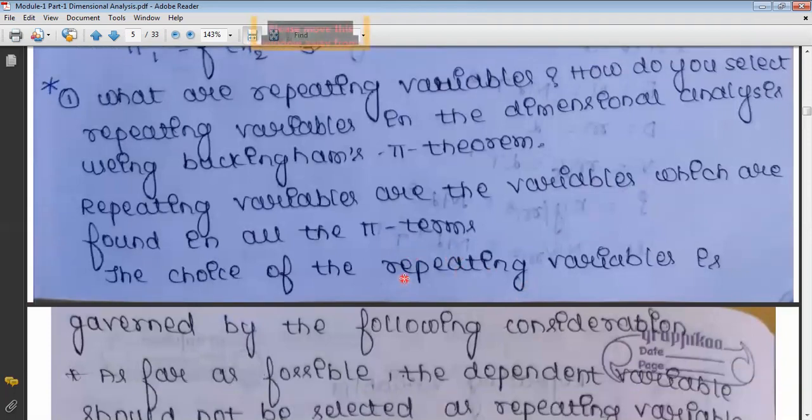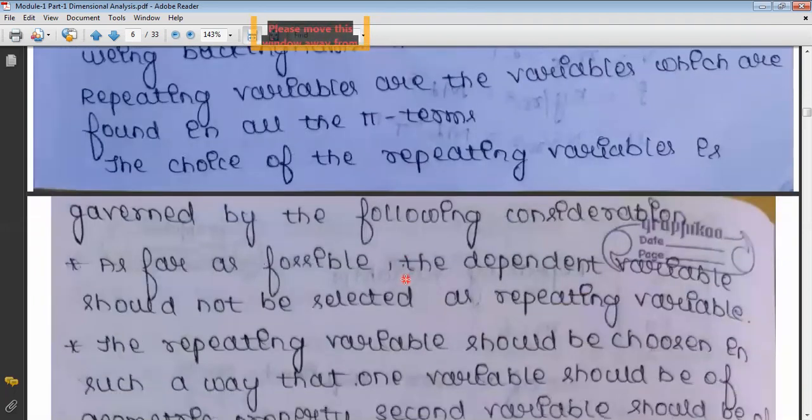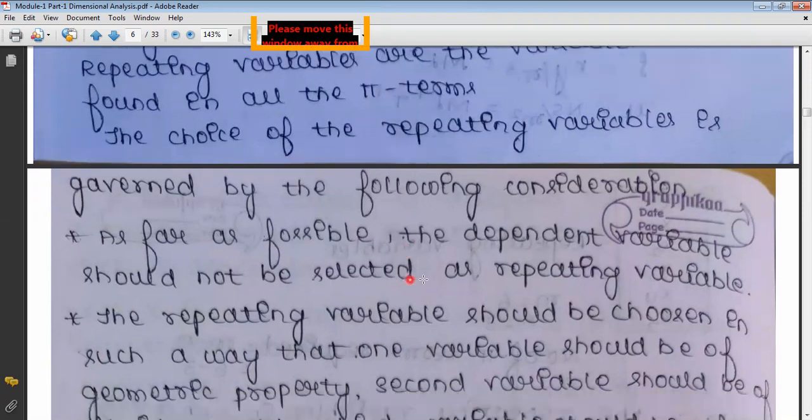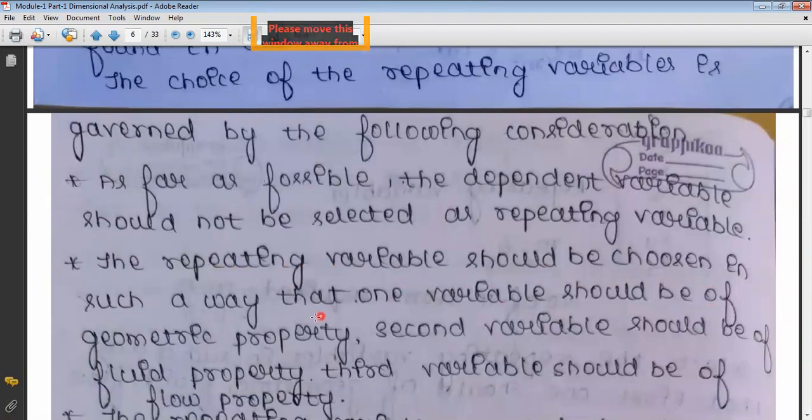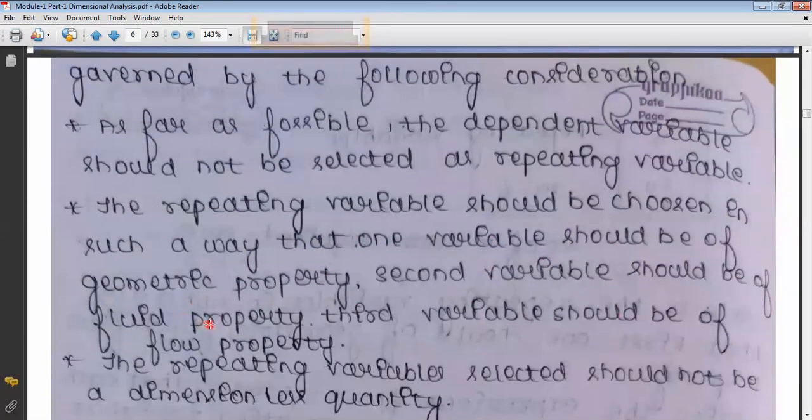The repeating variables are chosen in such a way that a repeating variable should not be the dependent variable. In any equation, you will have a dependent variable, and that dependent variable should not be selected as a repeating variable. The second point: one variable should be of geometric property, the second variable should be of fluid property, and the third variable should be of flow property.